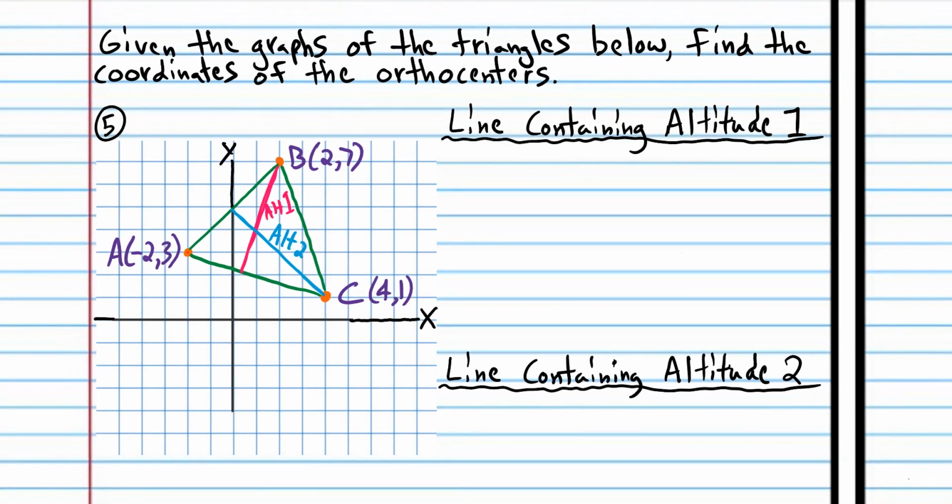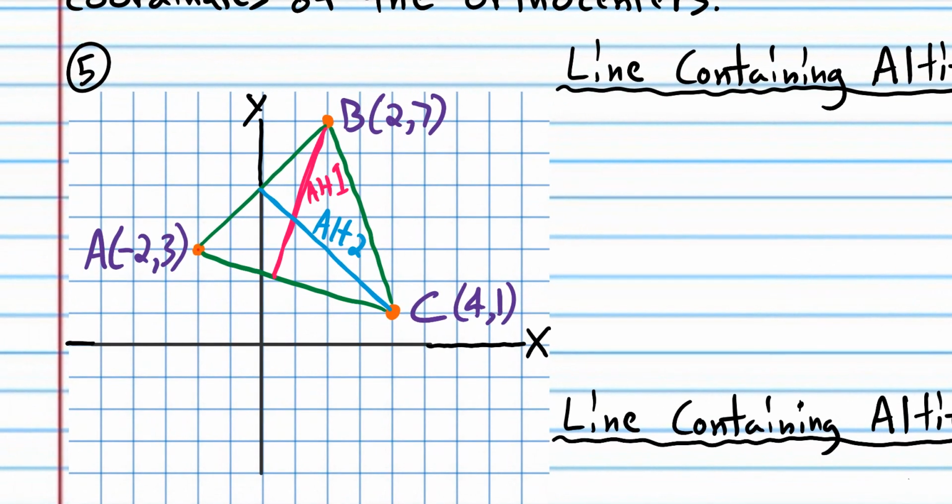So what we're going to do is find the equation of the line that contains this altitude, and the equation of the line that contains this altitude, and then solve that system. We're going to make a system with those 2 equations and solve it, and the solution is going to be the coordinate where they intersect. Remember, that's one way to solve a system of equations: by graphing and finding where they intersect. That's the solution of the system.